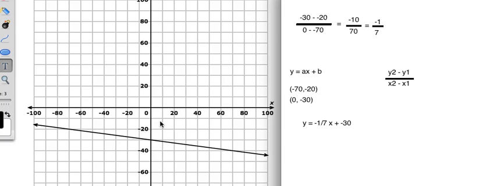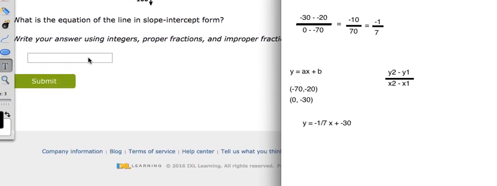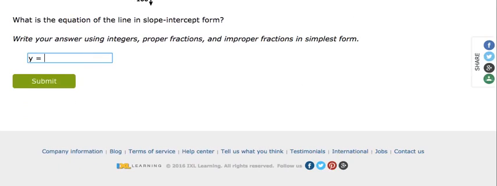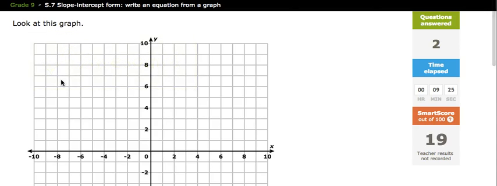Okay, now I've got my equation, and I can just type that into IXL. Y equals negative 1 over 7x plus negative 30. I could also have written negative 1 over 7x minus 30, but like that it should give it to me.